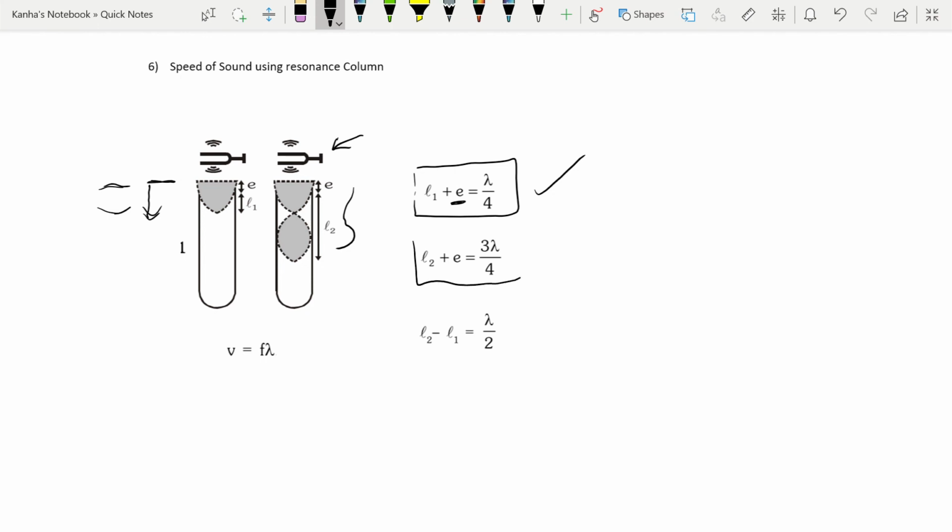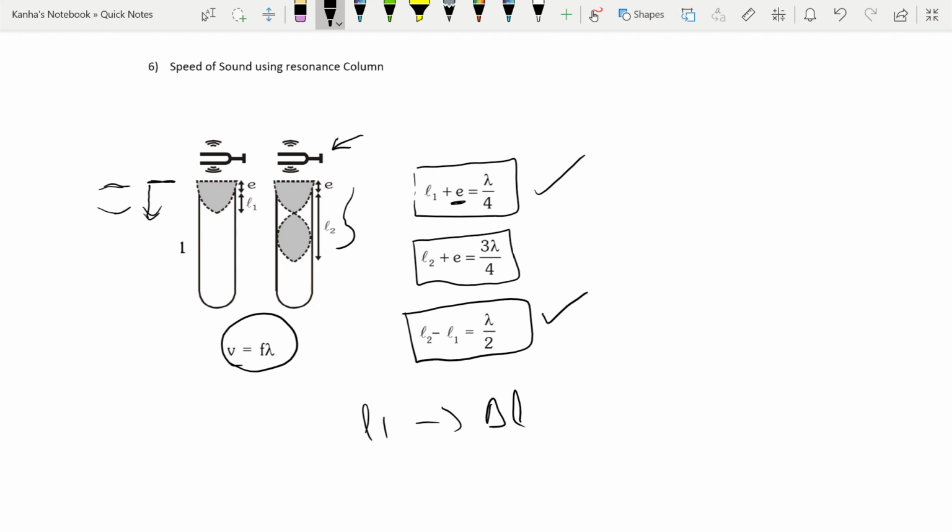Similarly, your second length, L2, is 3 lambda by 4, and what you need to find is L2 minus L1, which will give you the value of lambda. From the value of lambda, you can easily find the value of the speed. So in the questions that will be given to you, they will tell you that the first resonating length was L1, or the value will be given to you. Similarly, they will give you the value of L2, and then you need to find the value of velocity, and there will be errors of this sort. They'll say that you found L1 with some error delta L1, you found L2 with some error delta L2.